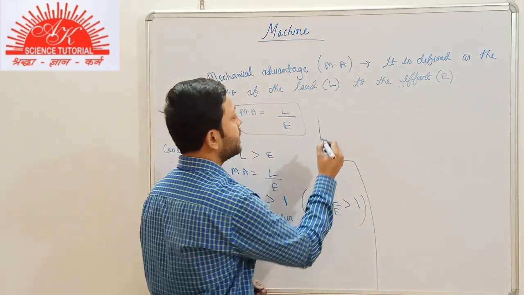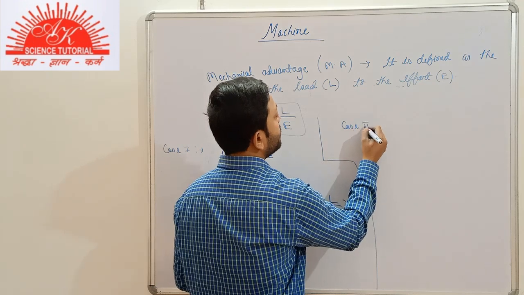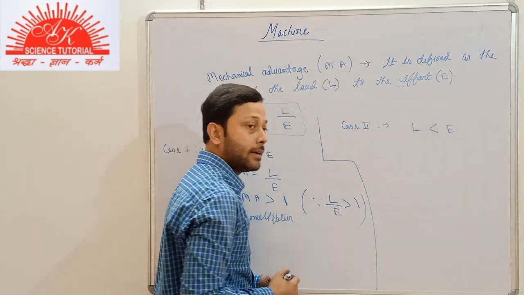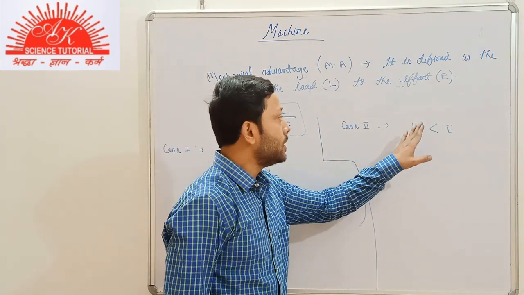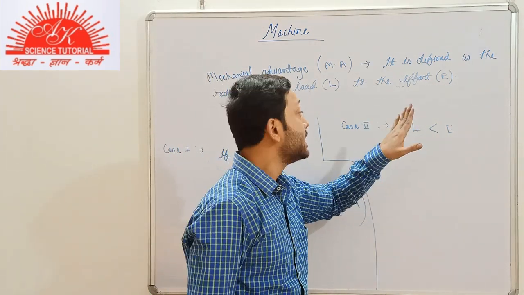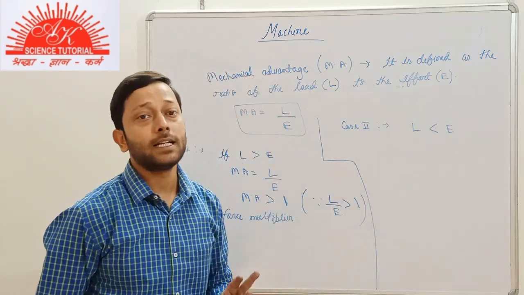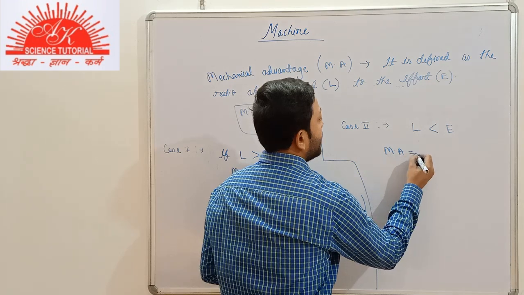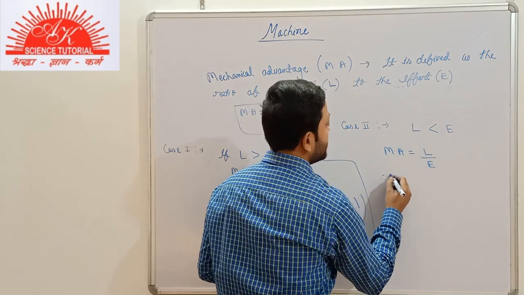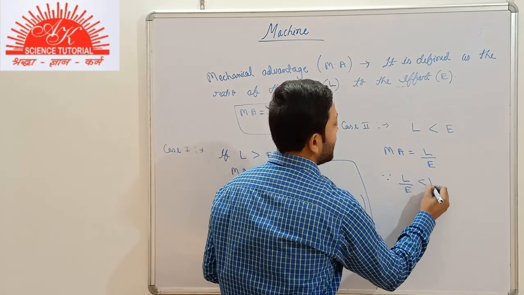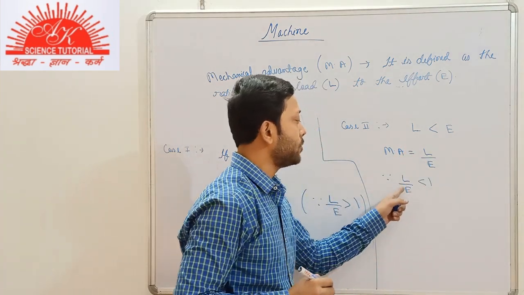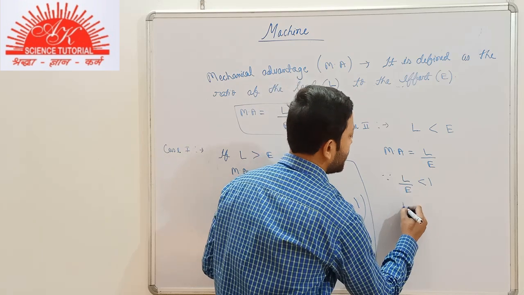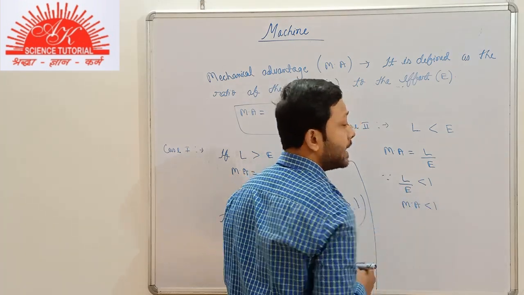Now we move to the second case. Case 2. L is less than E. It means that now the load is less and the effort is greater. In this case, what is MA? It is L by E. Since the denominator is greater and the numerator is smaller, L by E will be less than 1. So here MA is less than 1.